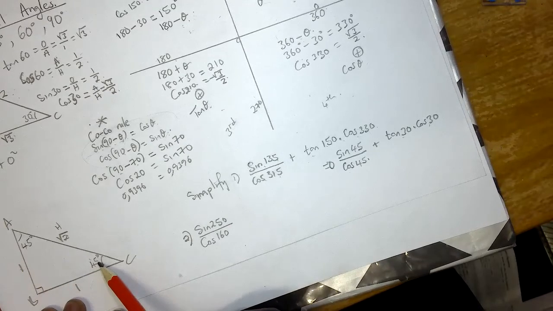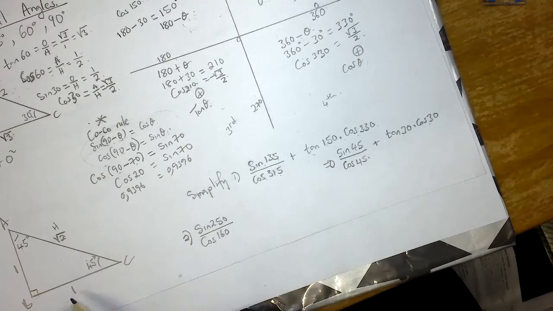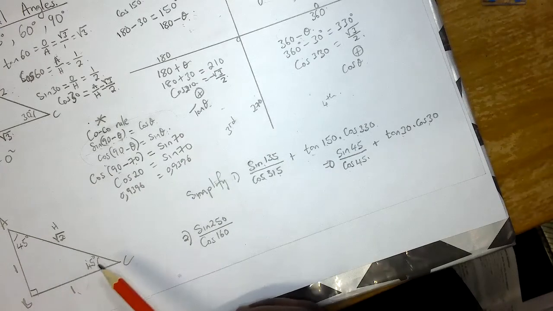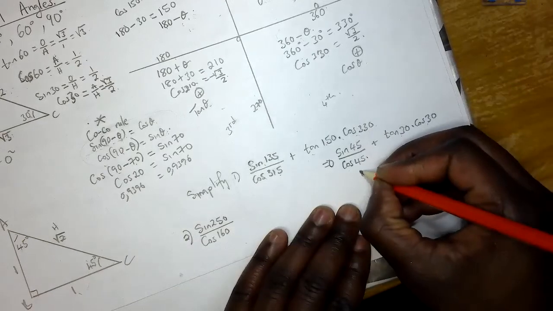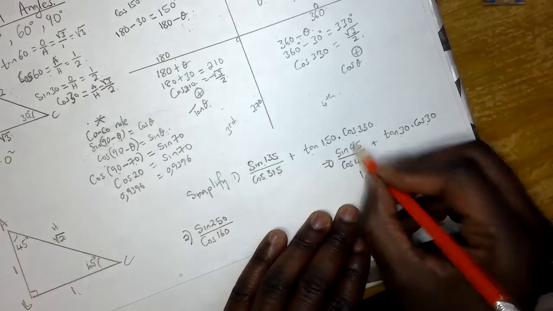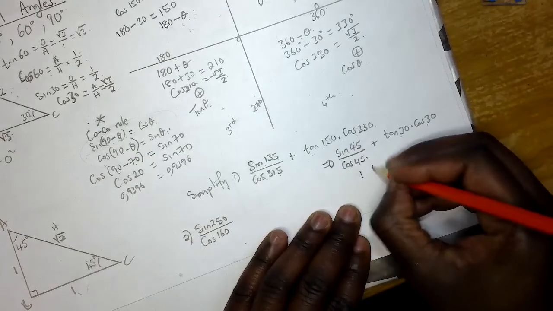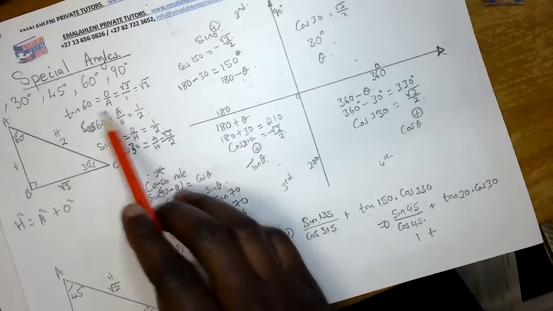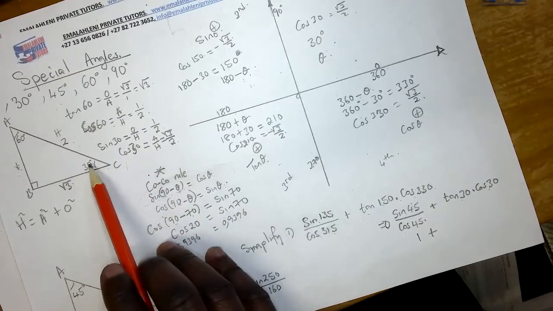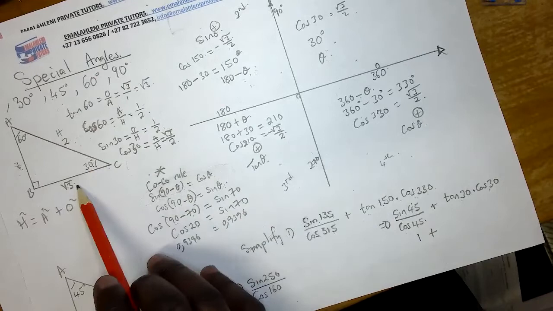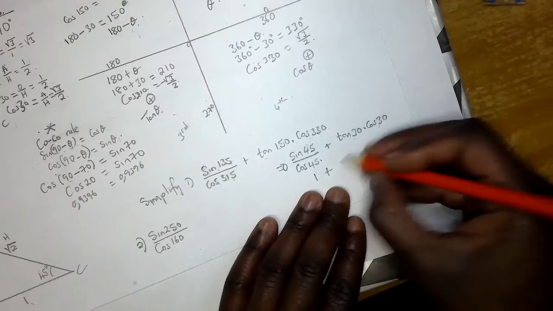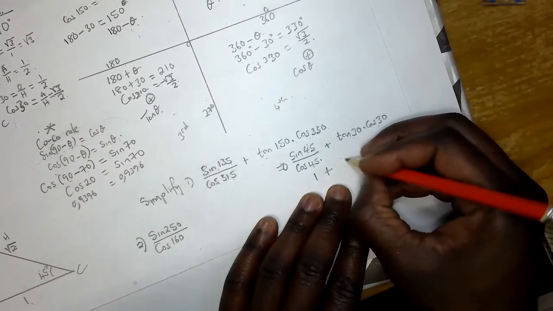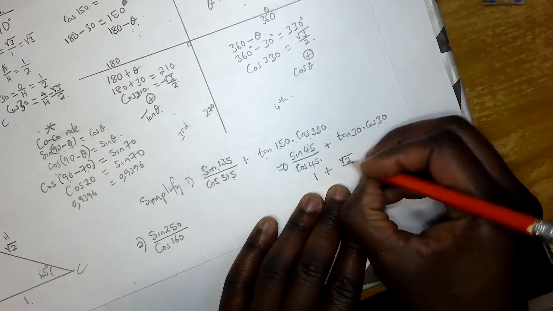sine 45 and cos 45, they are equal because we've got one in one here. Sine 45 and cos 45 are equal, so this is going to give us one. Then plus, what about tan 30? Tan 30 is opposite over adjacent. What is it? 1 over root 3. So it's more like root 3 over 3. You have to rationalise it over 3.